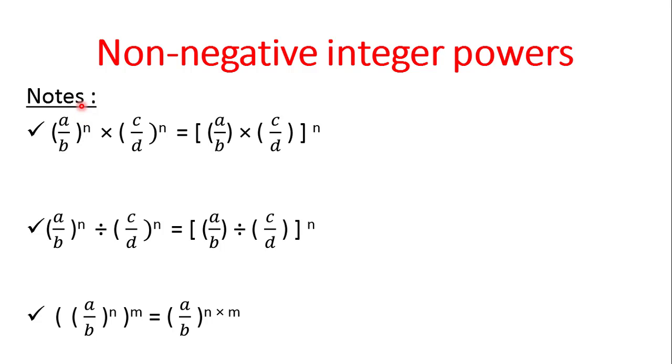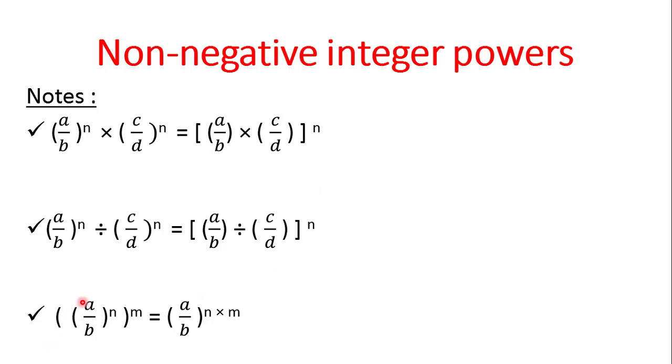We have some notes here. For example, if you have different bases, like here I have two rational numbers, but a over b doesn't equal c over d, but I have the same power. If you have different bases and the same power in multiplication or division, you can perform the multiplication or division first, then raise the result to the same power, which is n here. In the same way in division, you can divide a over b by c over d first, then the result will be raised to the power n.